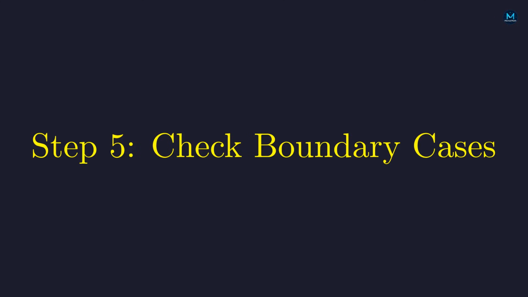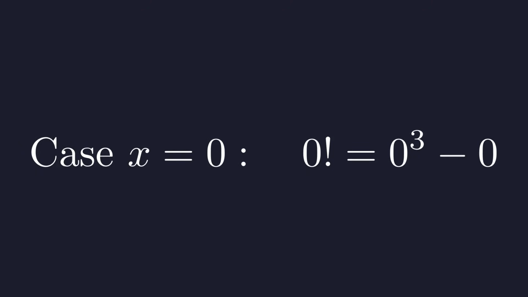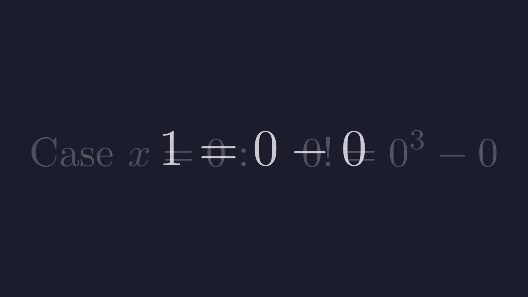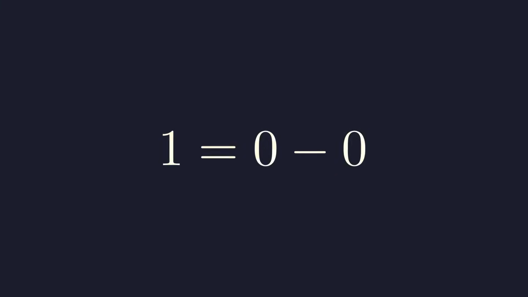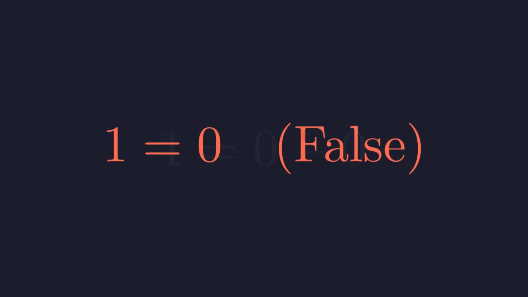We assumed x was at least 2. To be complete, let's check the cases we excluded. x equals 0 and x equals 1. Let's go back to the original equation and test these. For x equals 0, 0 factorial is 1, the right side is 0. 1 doesn't equal 0, so x equals 0 doesn't work.